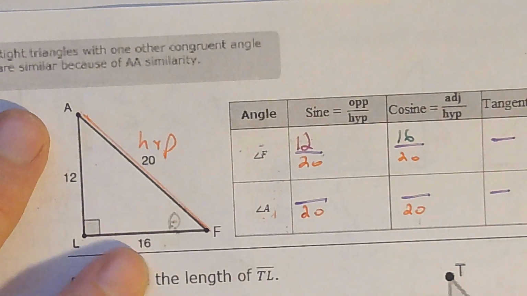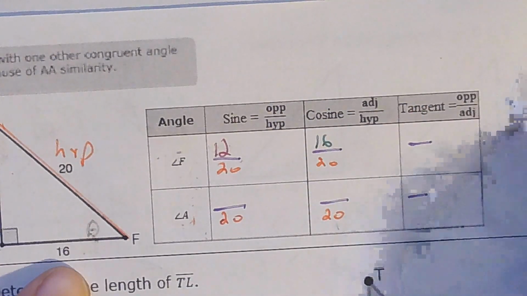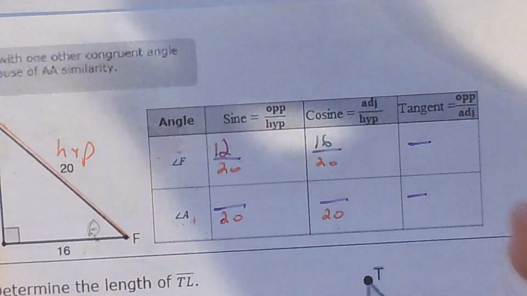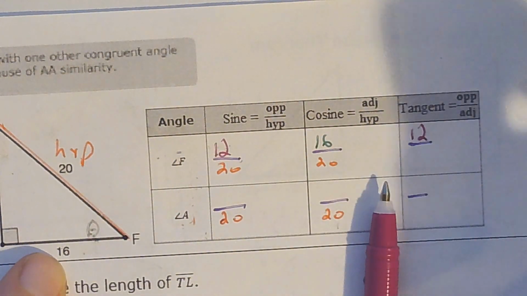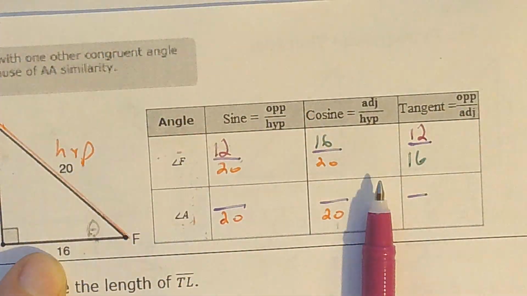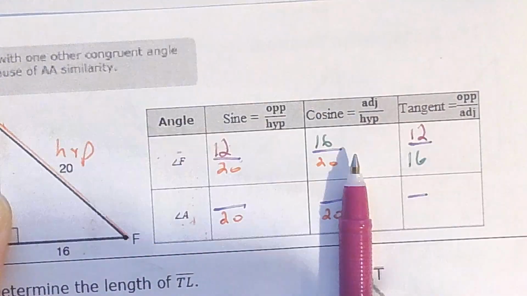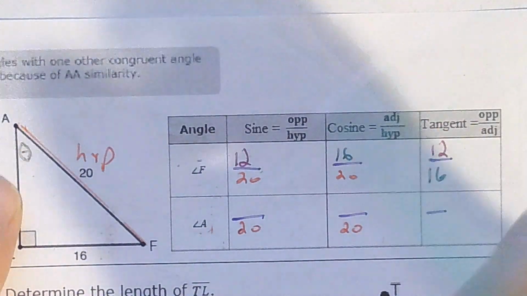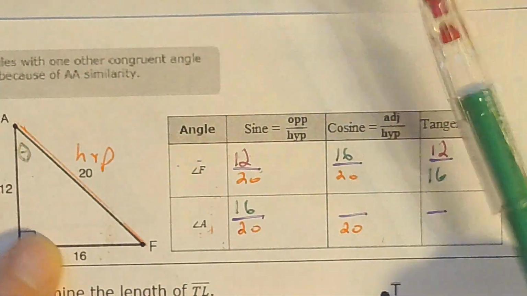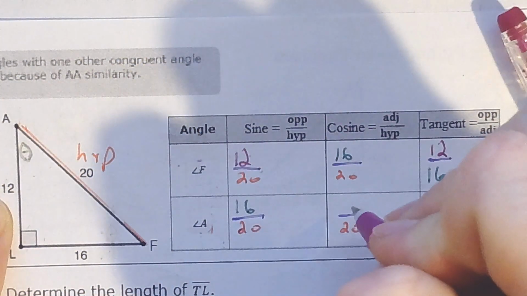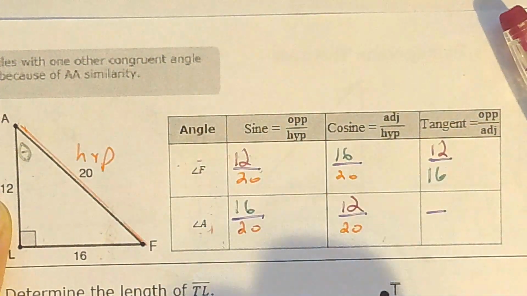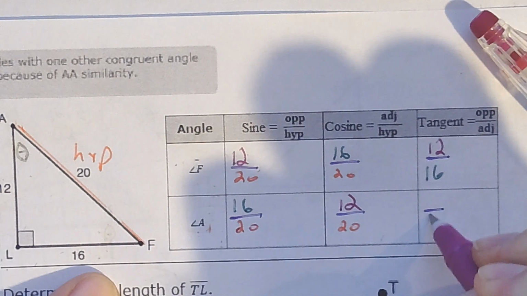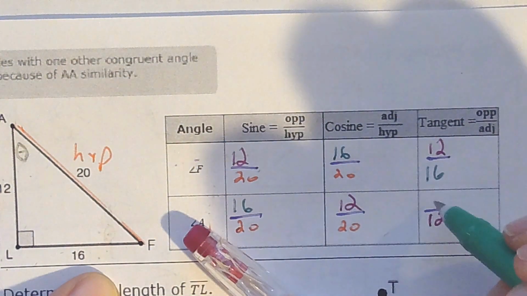And then we should still do tangent too. So for tangent, our opposite is 12 and our adjacent is 16. Okay, if we shift theta to angle A, the opposites and the adjacents change. Our opposite is now 16, our adjacent is now 12, and it's going to be 12 over 16 here.